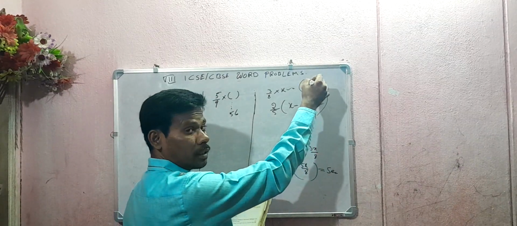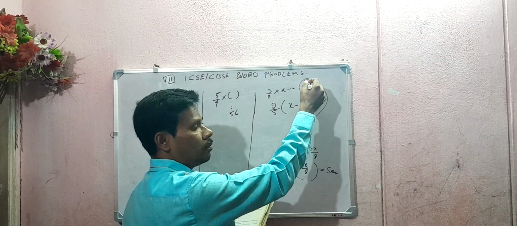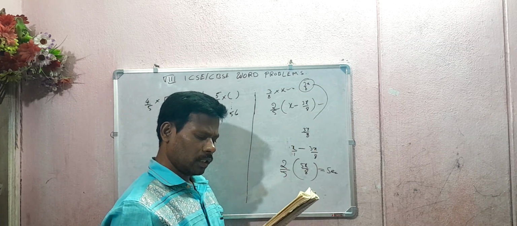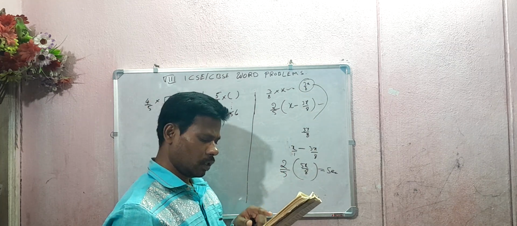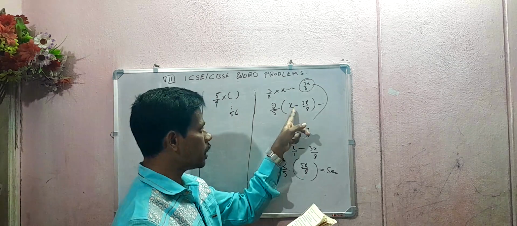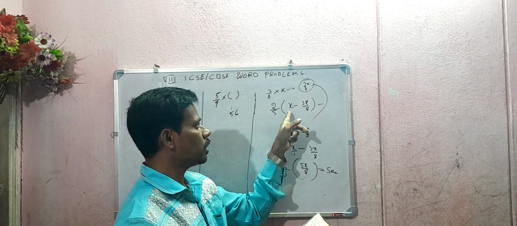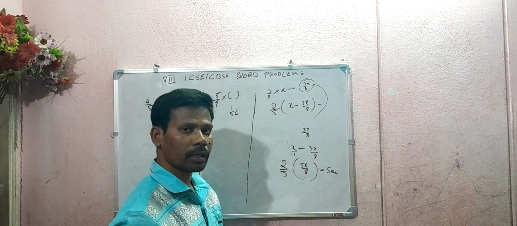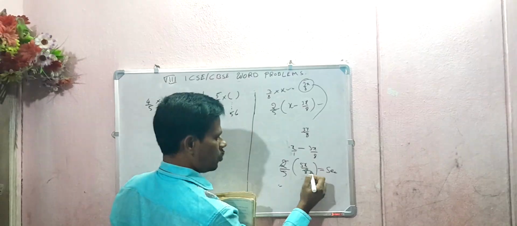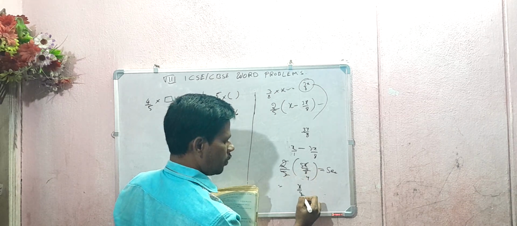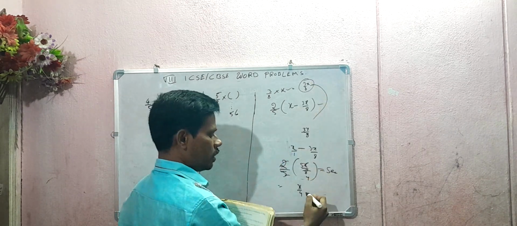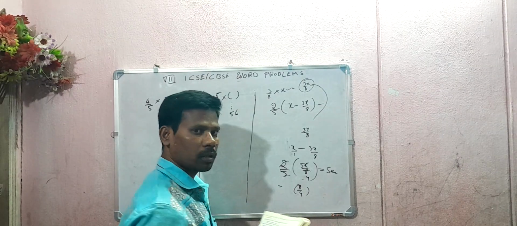First day she has read 3x by 8. Second day is what is given? 2 by 5 of the remainder. I calculated remainder. 3x by 8, the remainder is, I got it as 5x by 8. Second is 2 by 5 of the remainder. So cancel, x by 4. That means first day she has read 3x by 8. Second day she read x by 4.